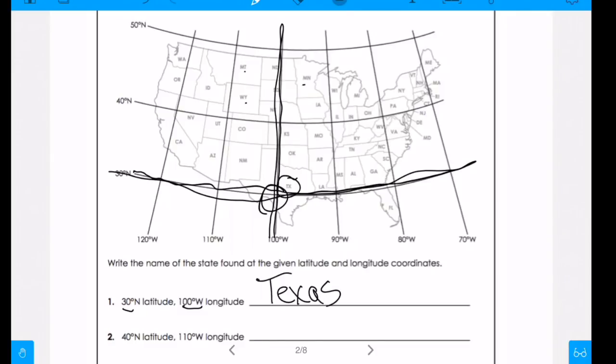For number 2, 40 degrees north, again, you'll follow the line, and 110 degrees west, you will look for where they intersect, and I'm not going to give you the answer, but I know you can figure it out. So you would figure out what state that is.